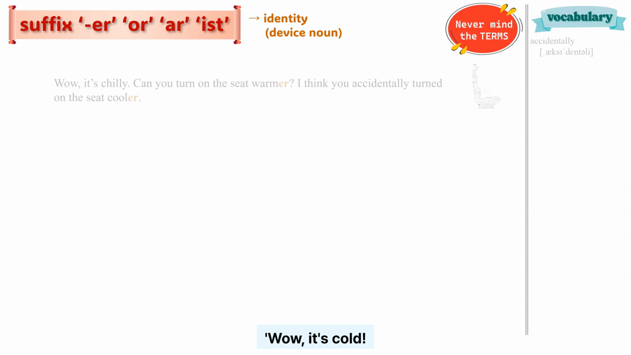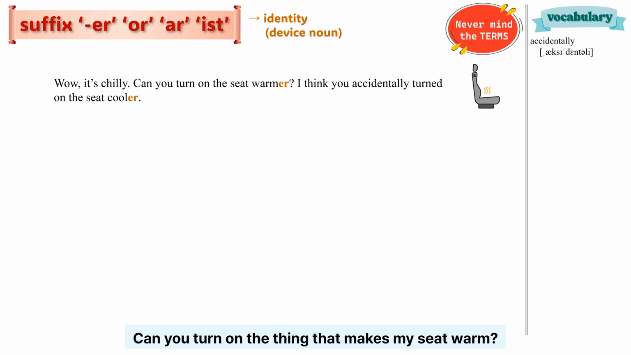Here's the first one. Wow, it's cold. Can you turn on the thing that makes my seat warm? I think you turned on the thing that makes my seat cool by mistake. So, this is about turning off the seat cooling system and turning on the seat heating system in a car.